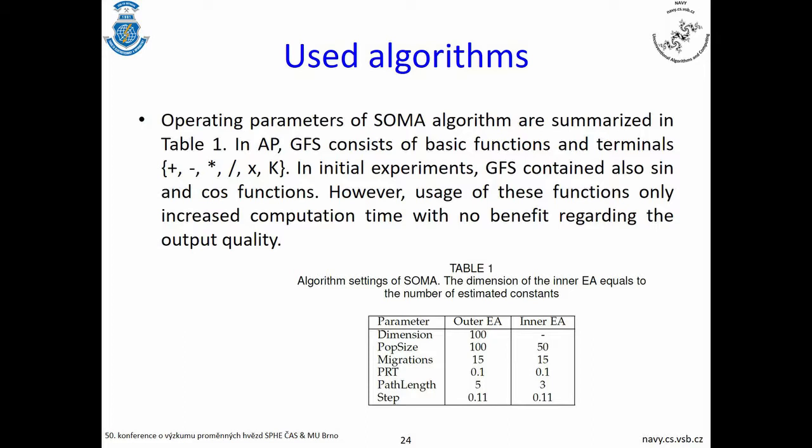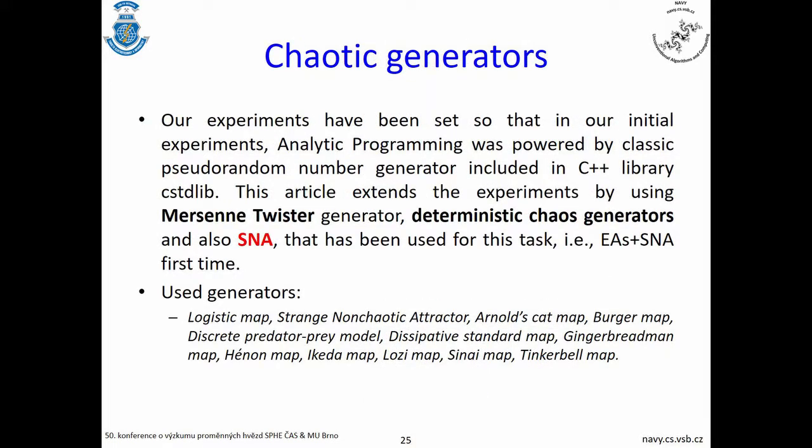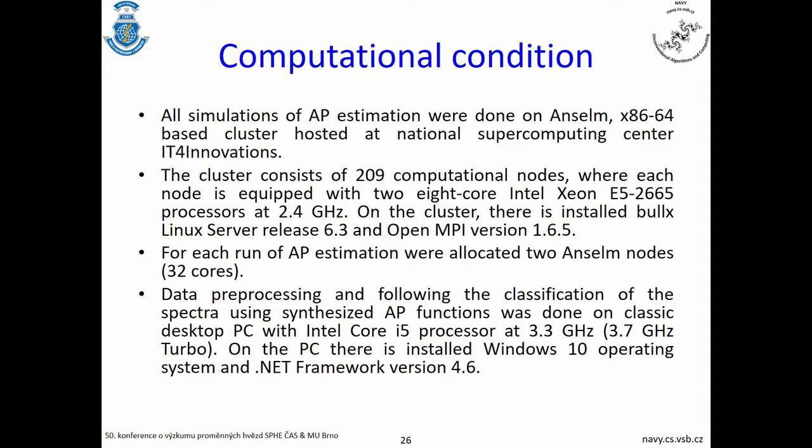We used for the experiments analytical programming and the SOMA algorithm, which you already saw in the video. The basic building block elements for the analytical programming were only these: plus, minus, times, divided, x and k. K is a general constant and x is the unknown variable. The parameters of the evolution were set like this. I was talking about those chaotic generators. Computational conditions were like this.